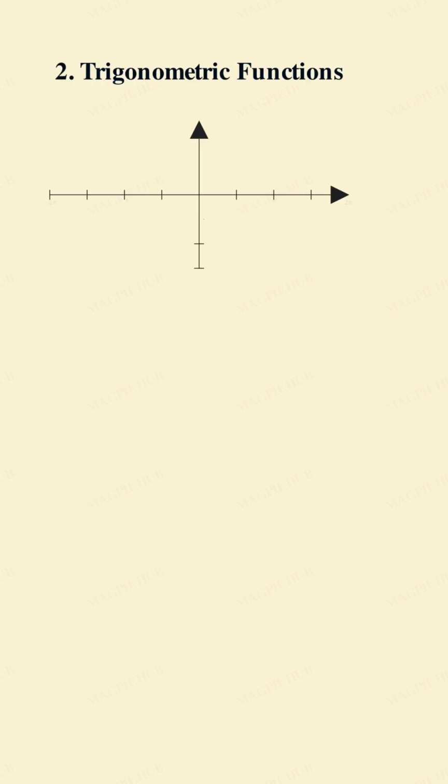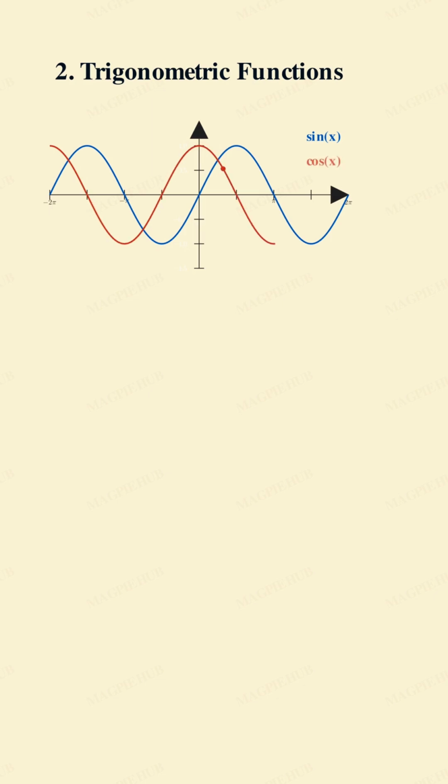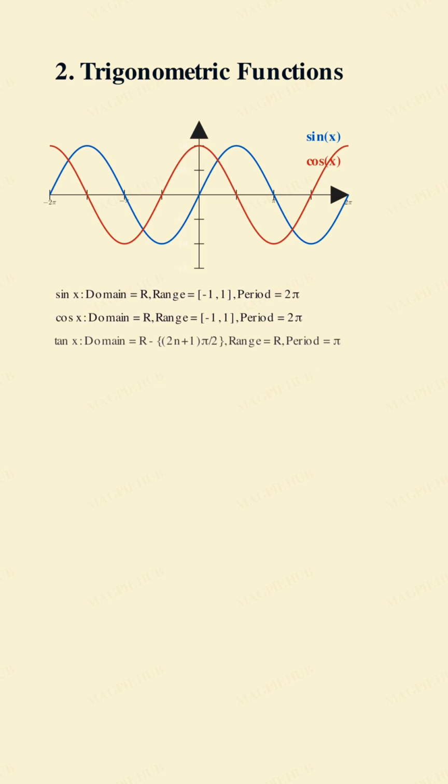Trigonometric functions. Sine and cosine are the fundamental trig functions. Both have domain all real numbers, range from -1 to 1, and period 2 pi. Watch the sine wave traced in blue and cosine in red. They are periodic, repeating every 2 pi. Tangent has domain all reals except odd multiples of pi by 2, its range is all real numbers, and period is pi. The unit circle shows how sine is the y-coordinate and cosine is the x-coordinate as the angle sweeps around.